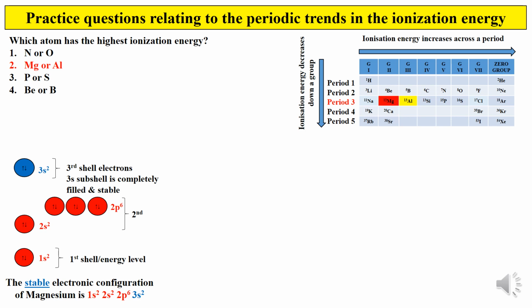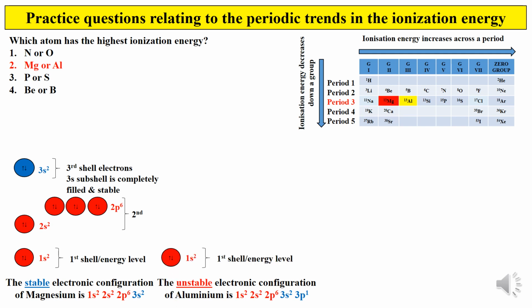Always focus your attention on the outermost shell, because it is from the outermost shell that the electrons are being removed. In the case of magnesium, the outermost shell is the third shell, and here the 3s orbital is completely filled with electrons, and therefore it gives a stable electronic configuration. As compared to aluminium, which has an unstable electronic configuration.